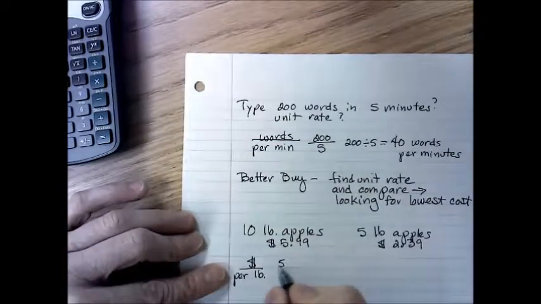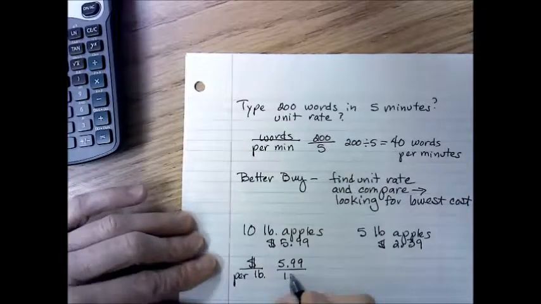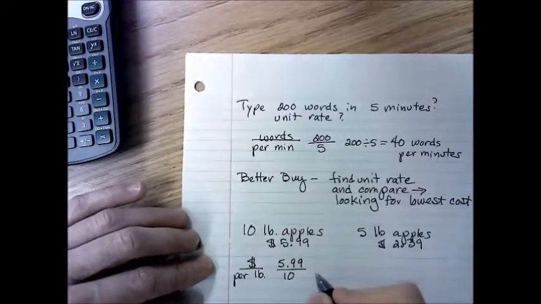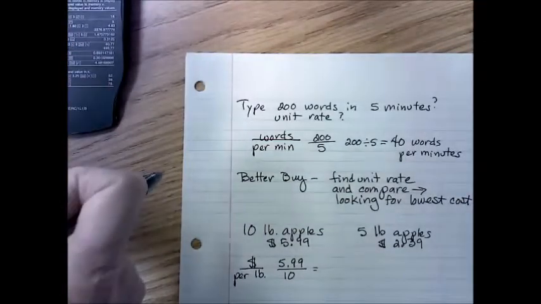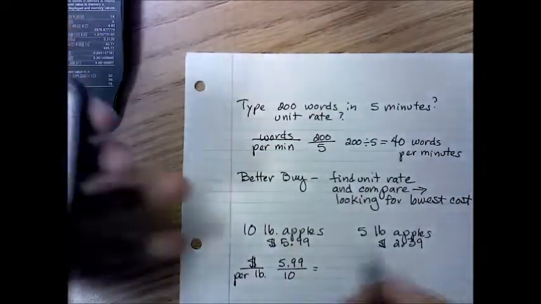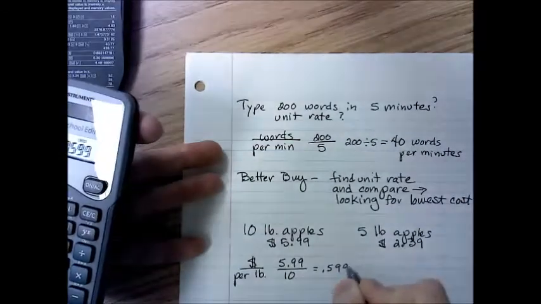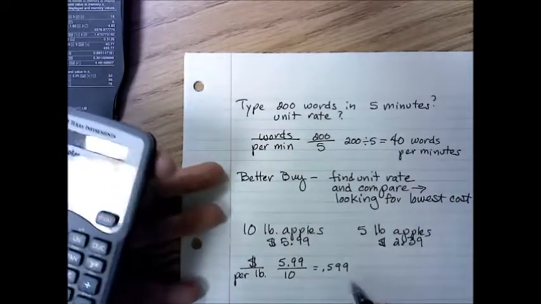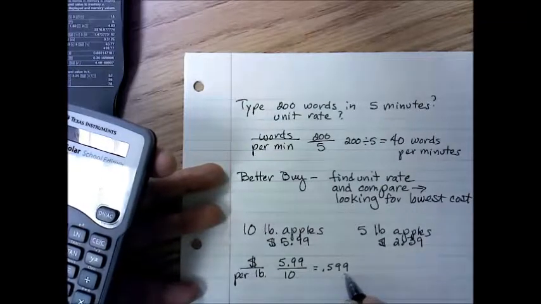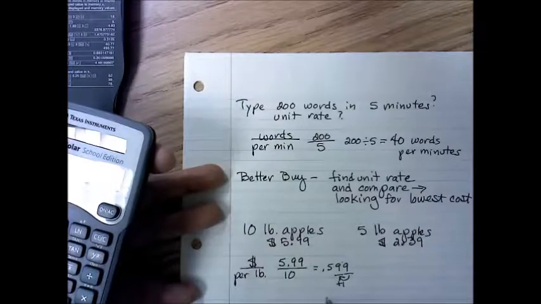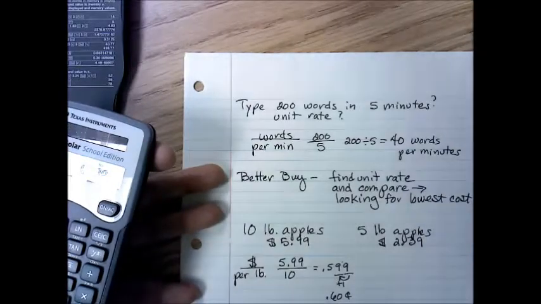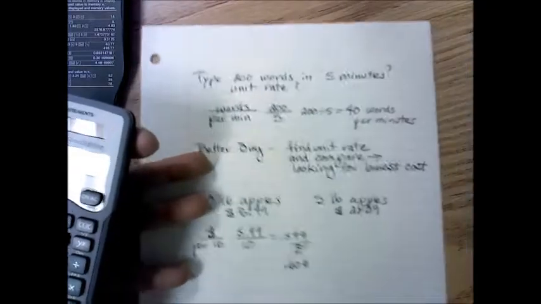So for this would be $5.99 over 10. So $5.99 divided by 10. All right, comes out to 0.599. And since this is dealing with money, we know that we use this digit to round this one here. So since this is greater than or equal to 5, we're going to add 1. So that would give us a unit cost of 60 cents.